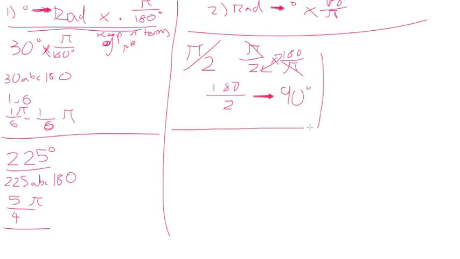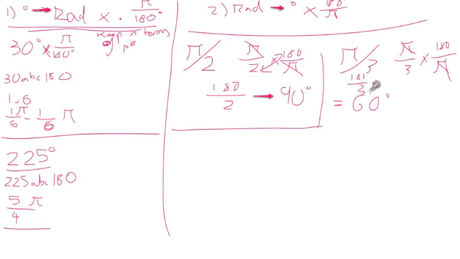Do another one. Let's go pi over 3 now. So again, pi over 3 times 180 over pi, cross them out, and then basically cross multiply, and simply you get 60 degrees. Obviously, because there was 180 over 3, and then that goes down to that. But I just skipped a step there.